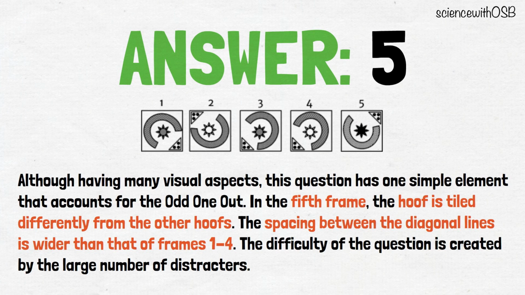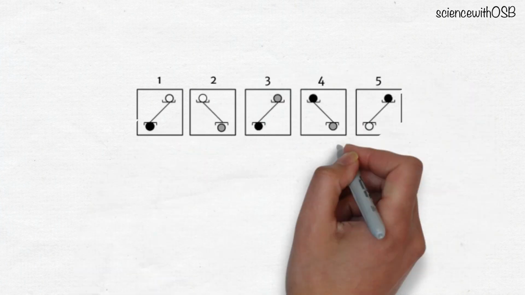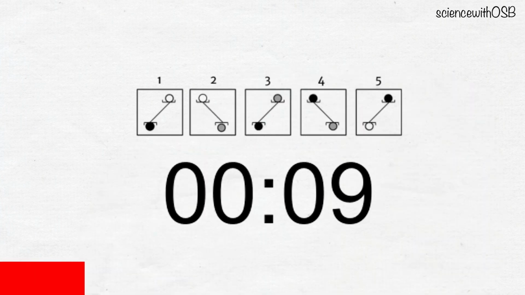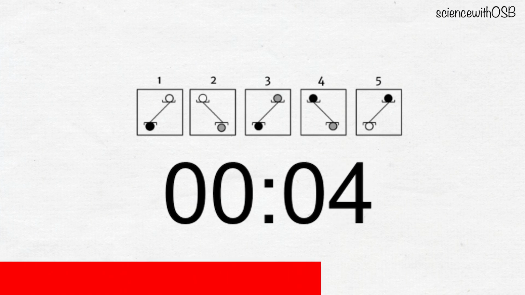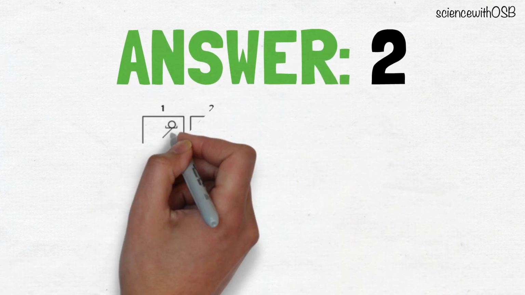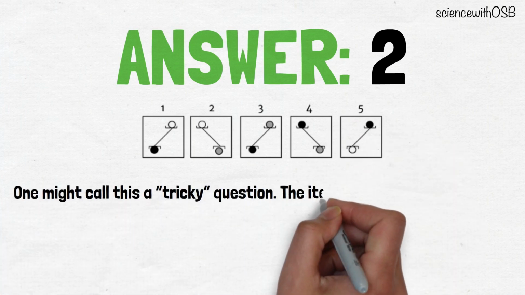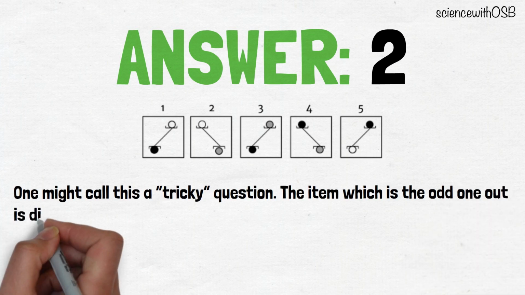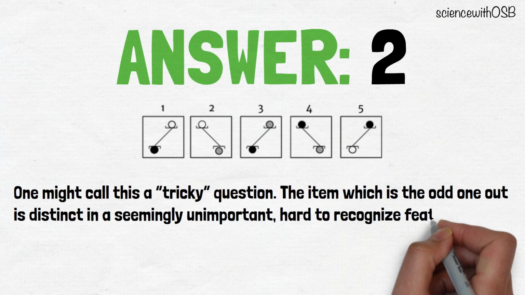Question number 18. Choose the odd one out. Correct answer is 2. This might be considered as a tricky question since the item, which is the odd one out, is distinct in a seemingly unimportant, hard to recognize feature.